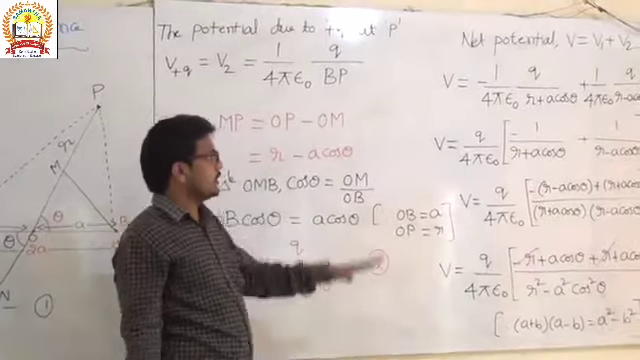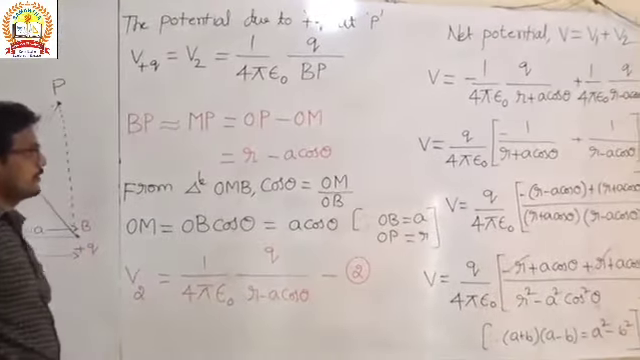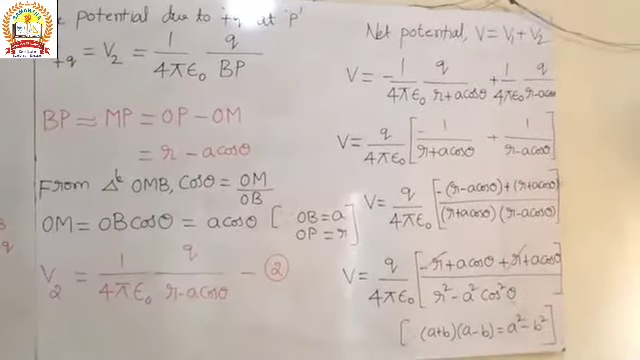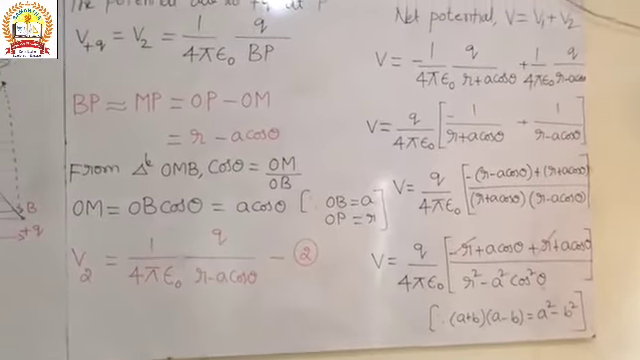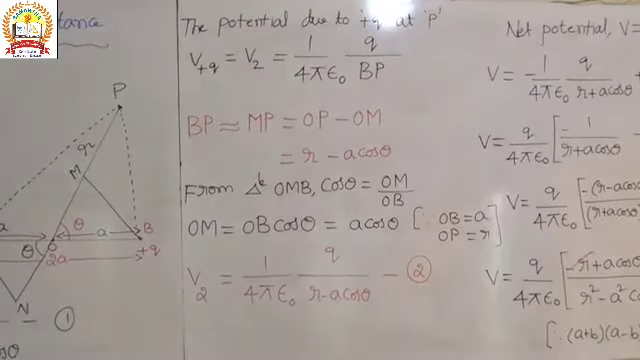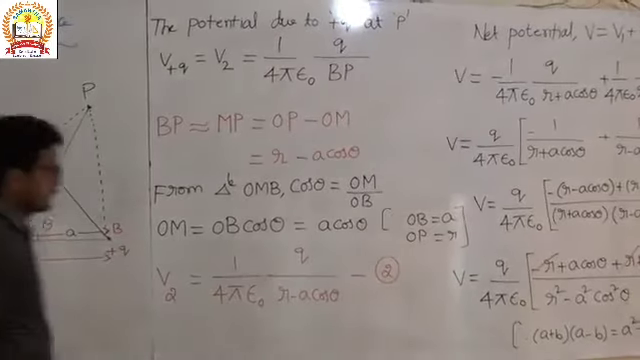We want the net potential. The net potential is V1 plus V2, and we add those two. And now we simplify the potential.